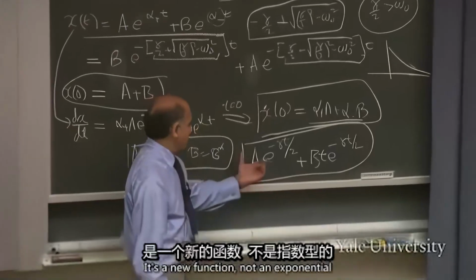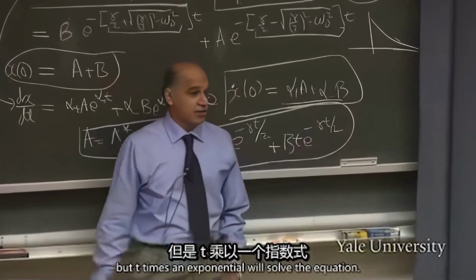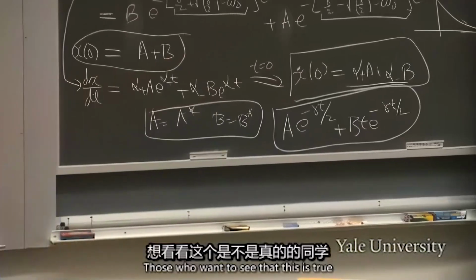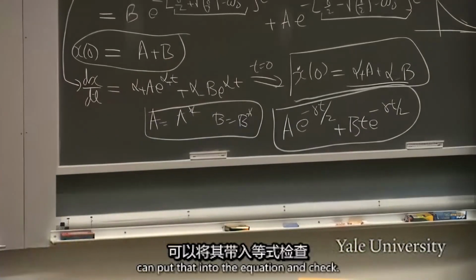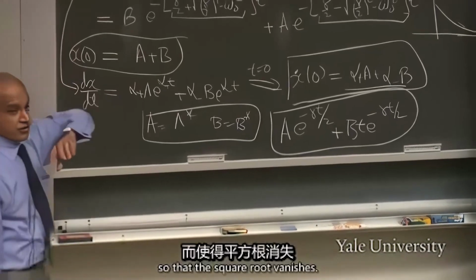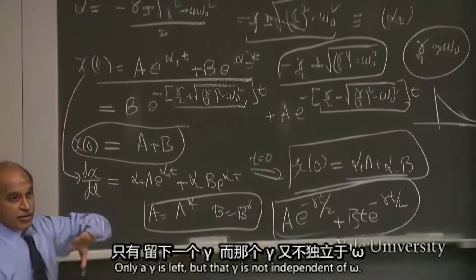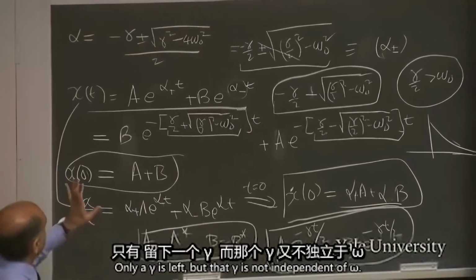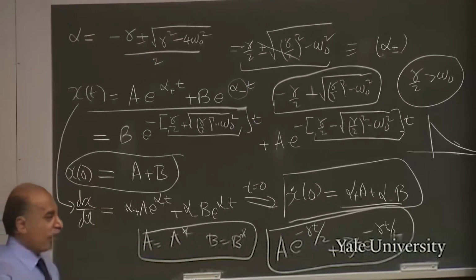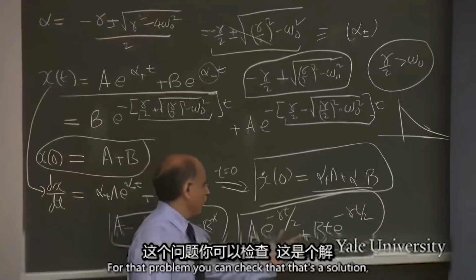It's a new function, not an exponential, but t times an exponential will solve the equation. Those who want to see that this is true can put that into the equation and check. In other words, pick your gamma carefully so that this square root vanishes. Only a gamma is left, but that gamma is not independent of omega. That gamma is equal to 2 omega naught. For that problem, you can check that that's a solution, so is that.